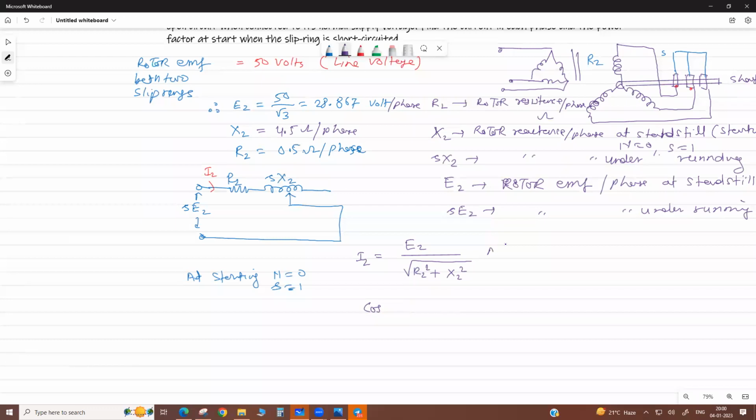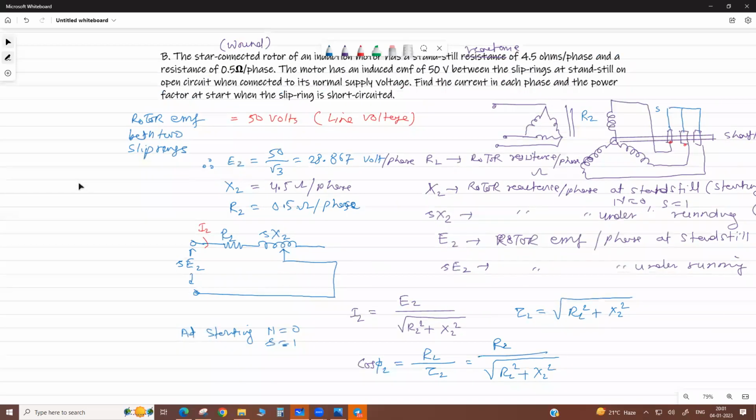It comes this much ampere per phase. And your power factor cos phi is R2 by Z2, where Z2 is the square root of R2 square plus X2 square, the rotor impedance. Now these values are there. Just put and calculate. Got it? Okay, sir. Yes, sir.